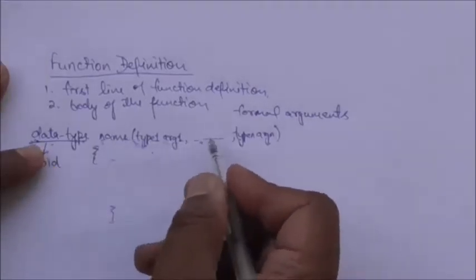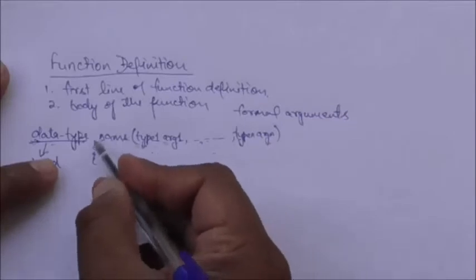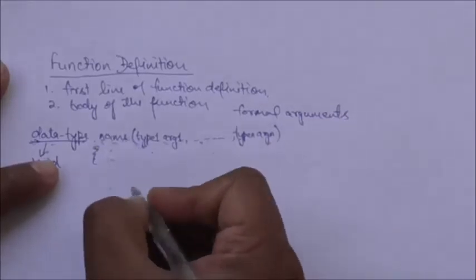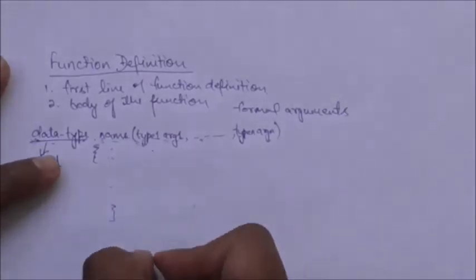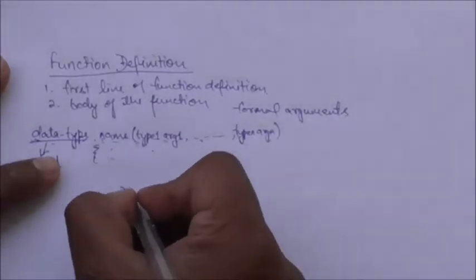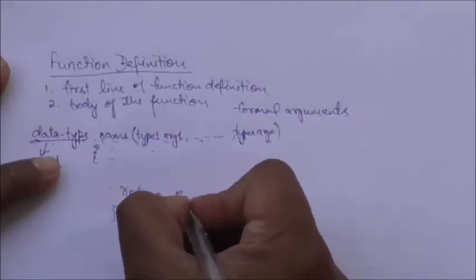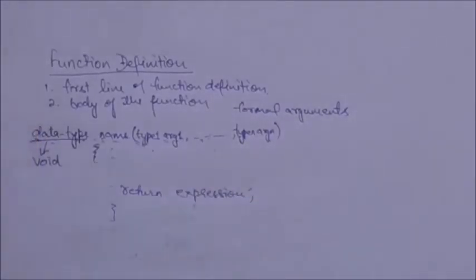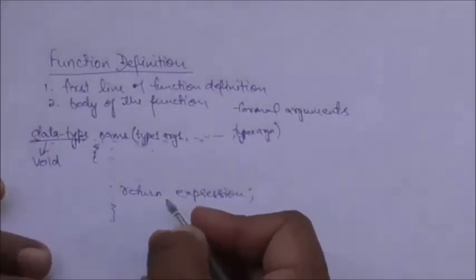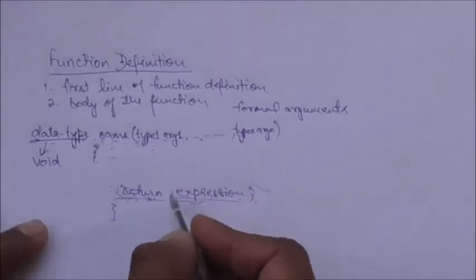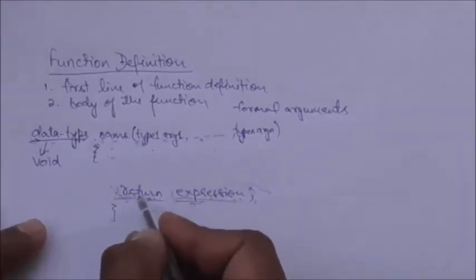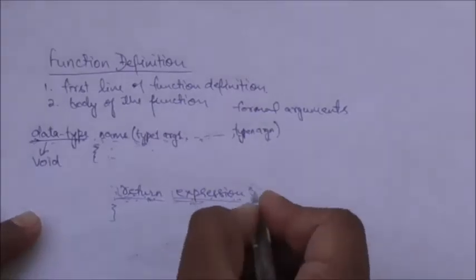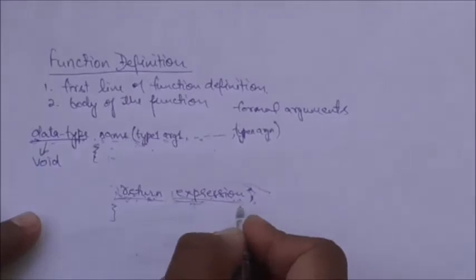So how does this function return a value? To return the value, the function uses a return statement. The general form of the return statement is: return expression and then a semicolon. First you need to write return, and after a space you need to write an expression and then a semicolon. This is the general form of the return statement.